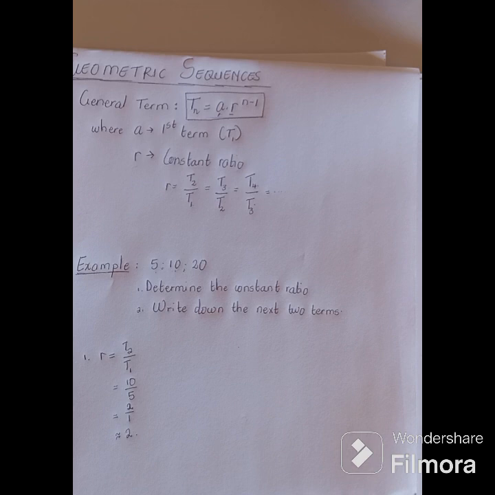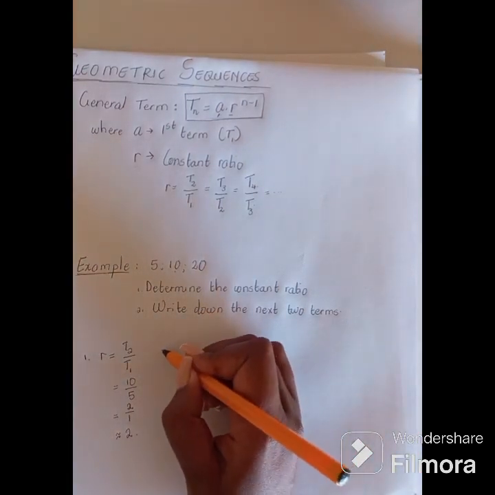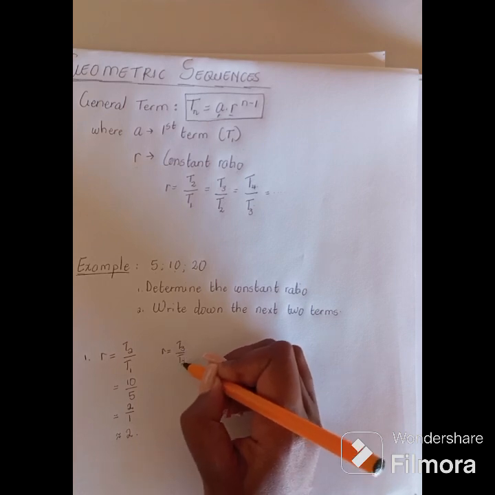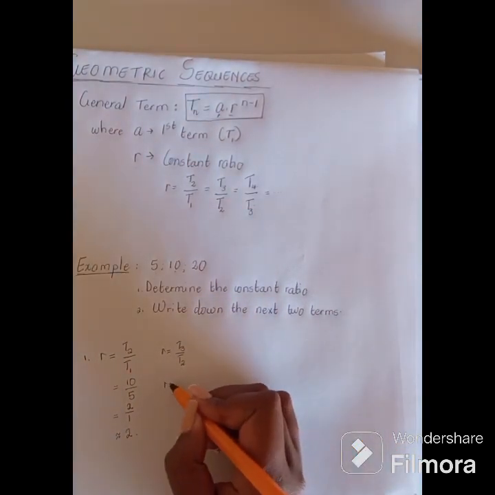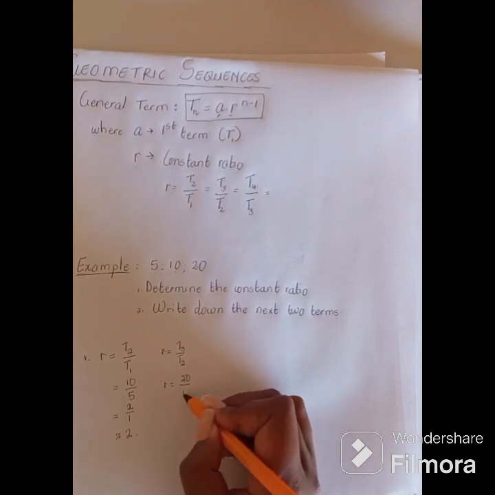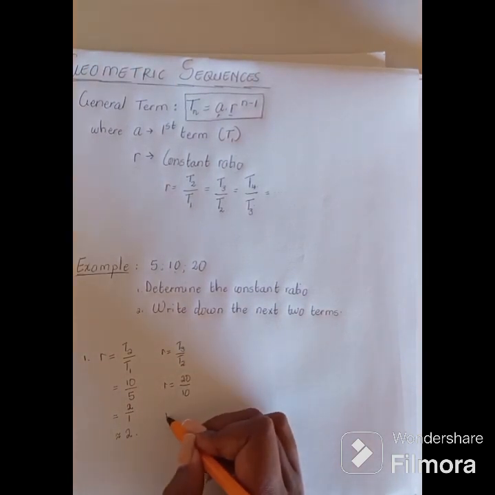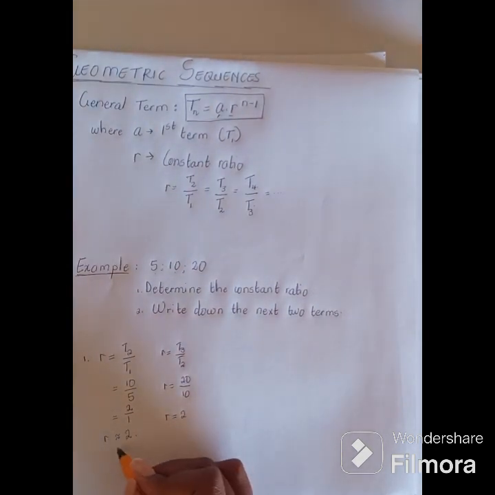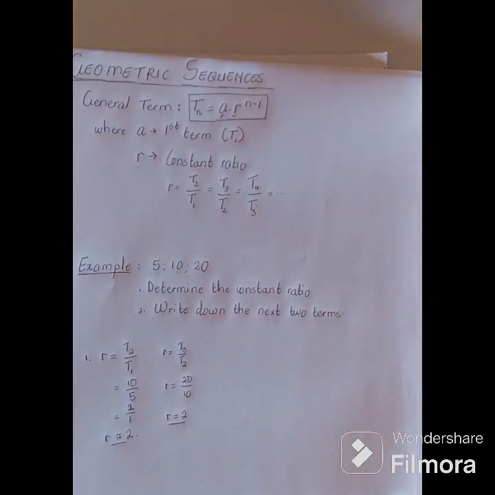Or if you want to confirm, you can also say R is equal to T3 over T2, which is 20 over 10, and your R is going to be 2. So in both instances, your R is 2. Therefore, you have done the right thing. And that is how you find the constant ratio in a geometric sequence.